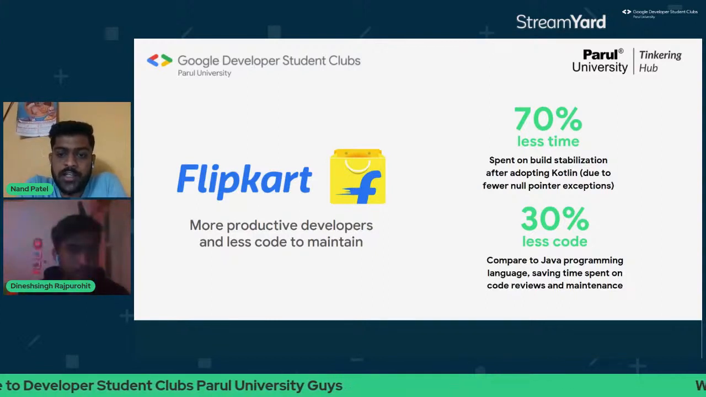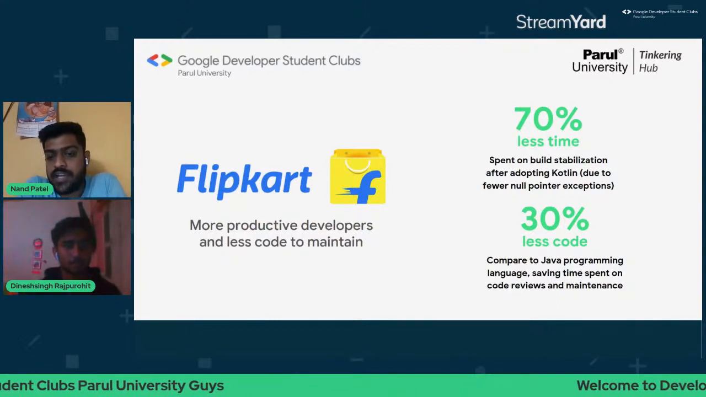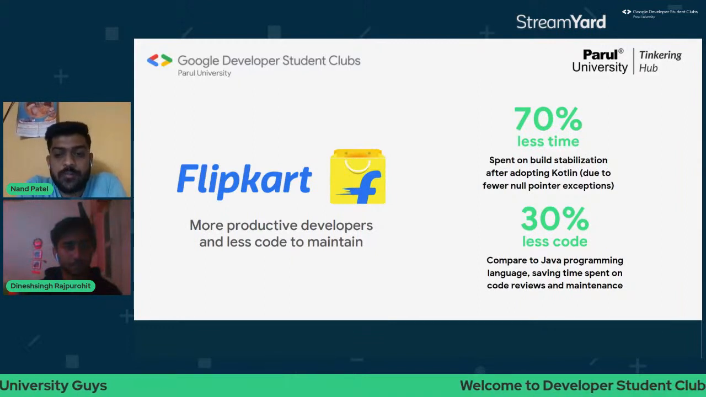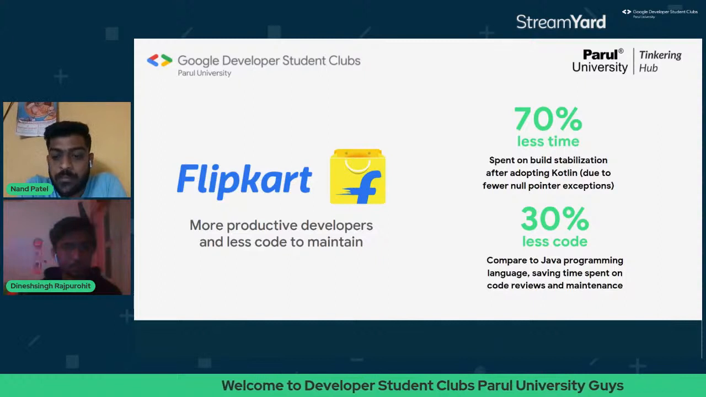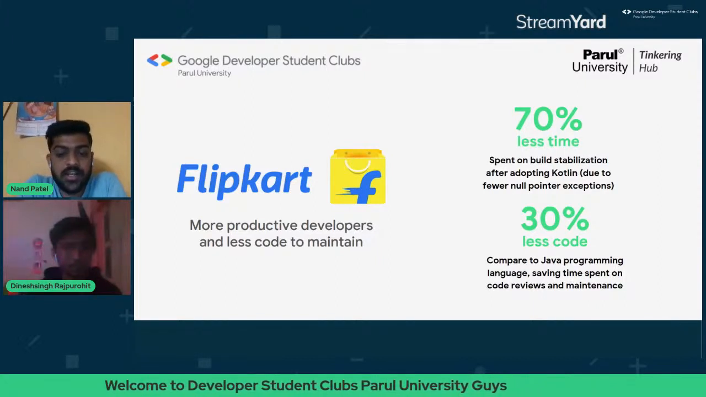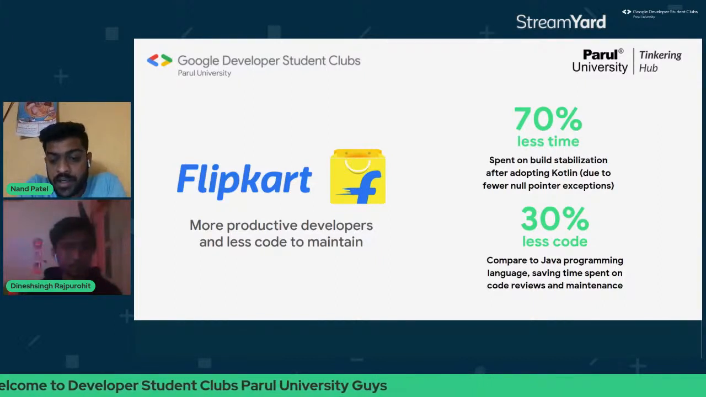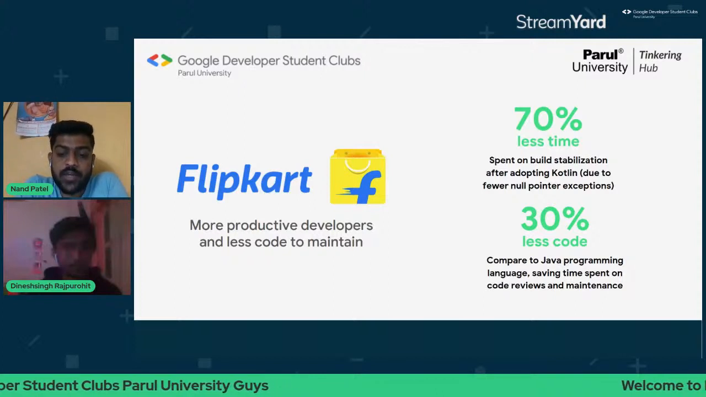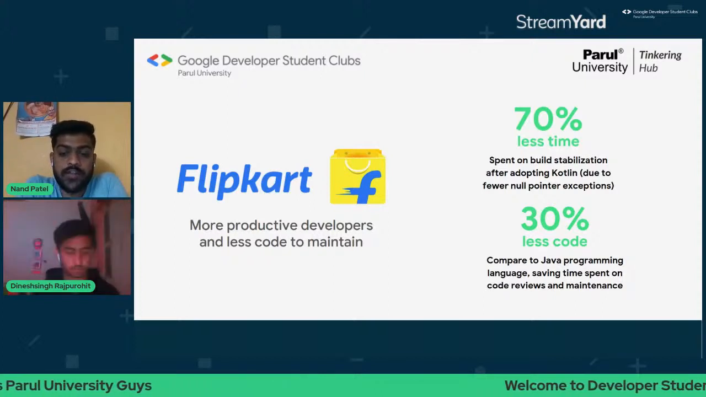They say there is 70% less time spent on build stabilization after adopting Kotlin, due to fewer null pointer exceptions. There is also 30% less code compared to the Java programming language, which saves time spent on code reviews and maintenance.